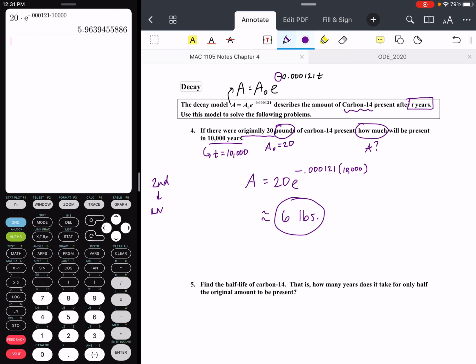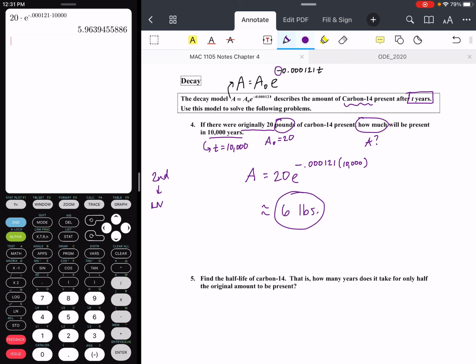All right, so number 5, find the half-life of carbon-14. And you'll see this a lot in these decay models. Find the half-life of carbon-14, that is, how many years. So we'll be looking for a time period. How many years does it take for only half of the original amount to be present?